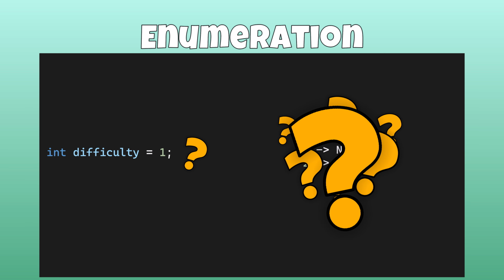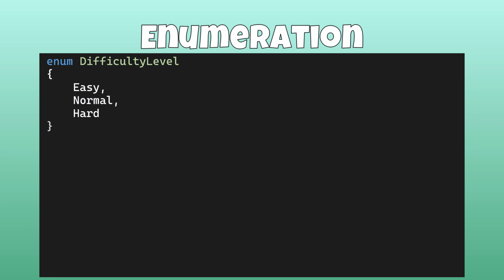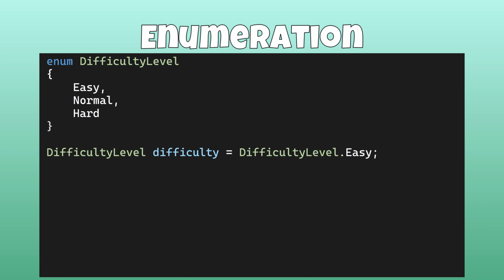Instead, you could declare an enum like this. So we declare our DifficultyLevel enum with the three difficulty levels, Easy, Normal, and Hard. Then we can have our difficulty variable declared like this, and give it the value DifficultyLevel.Easy. This time it's much clearer, there are no more questions, the difficulty level is set to easy.